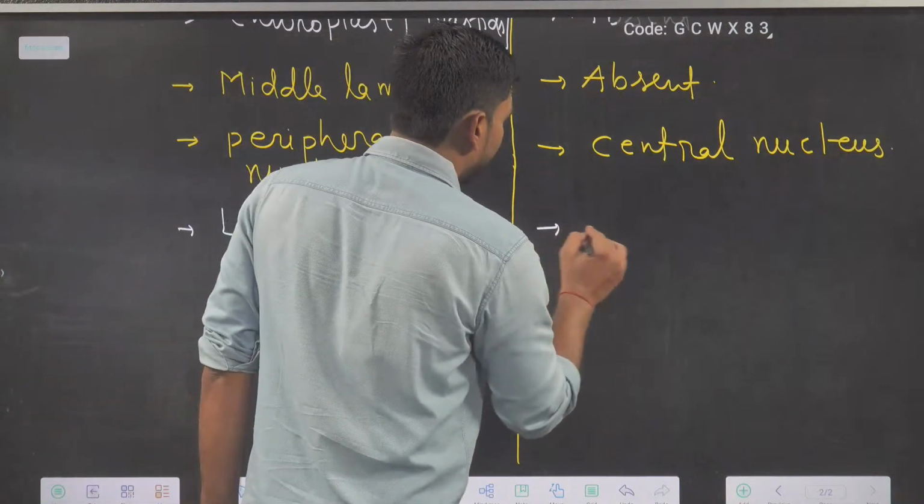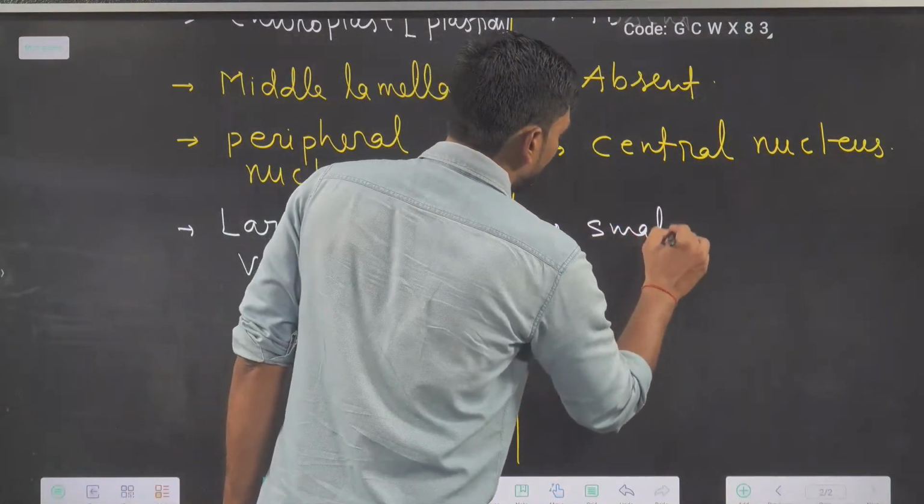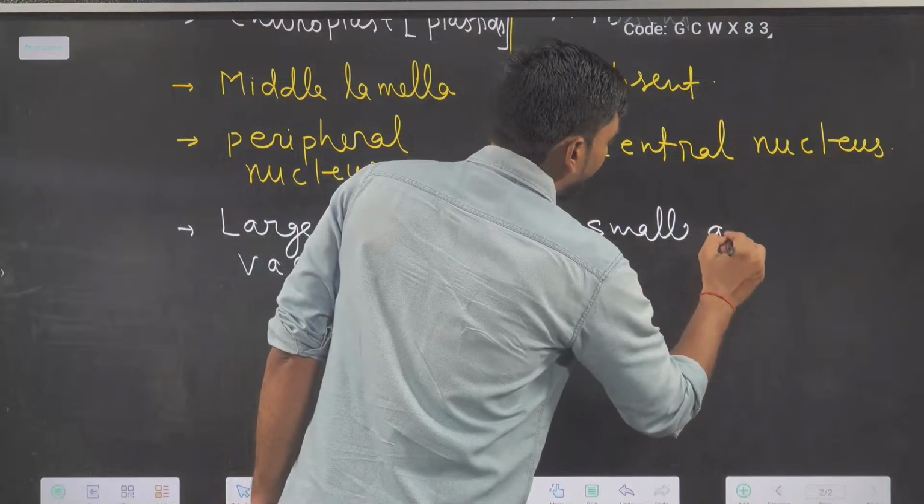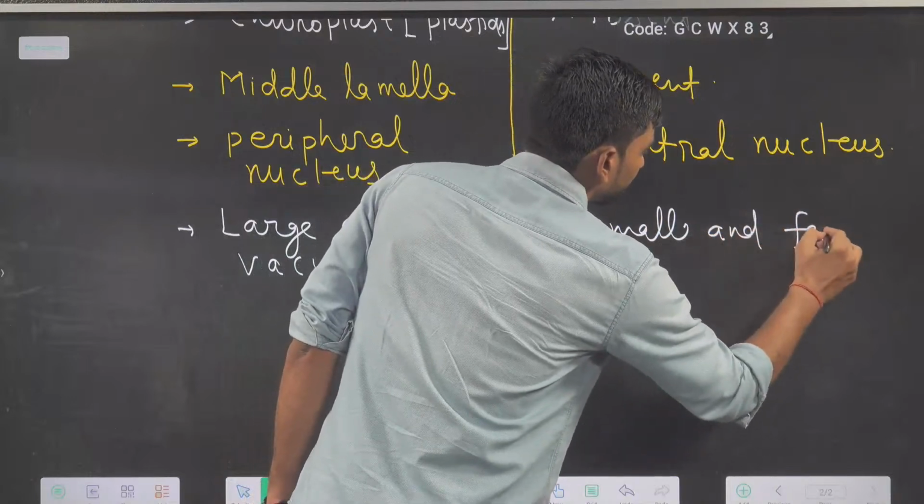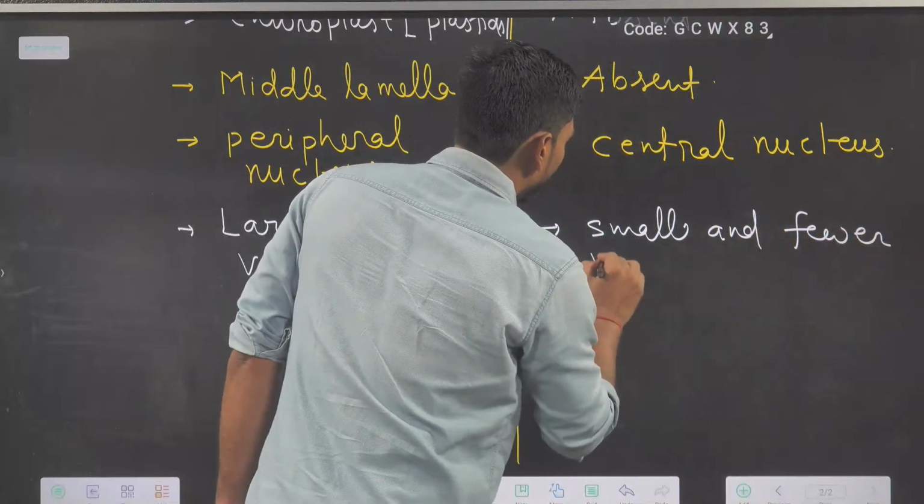So here we can say small and fewer vacuoles are there.